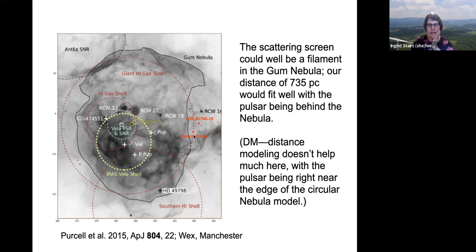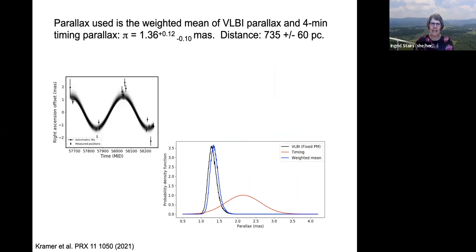With the parallax that we have, which I'll be getting to in a bit, it actually fits really well with being right behind the nebula. So we think the distance is something like 735 parsecs, based on that. So we get that from two different methods.